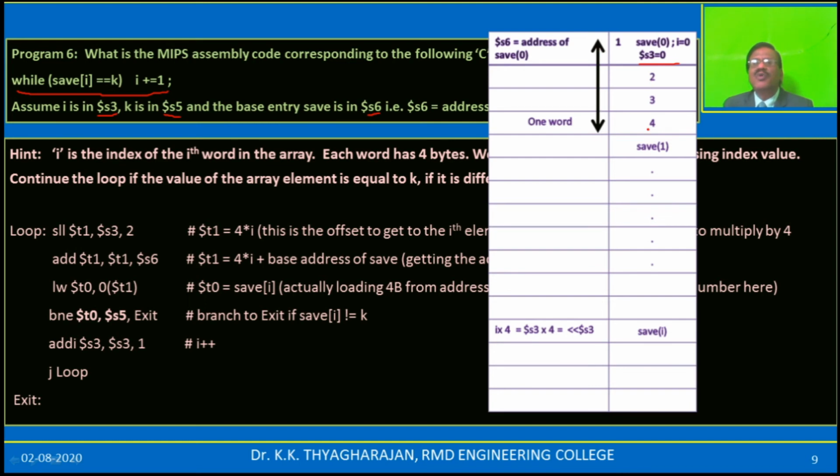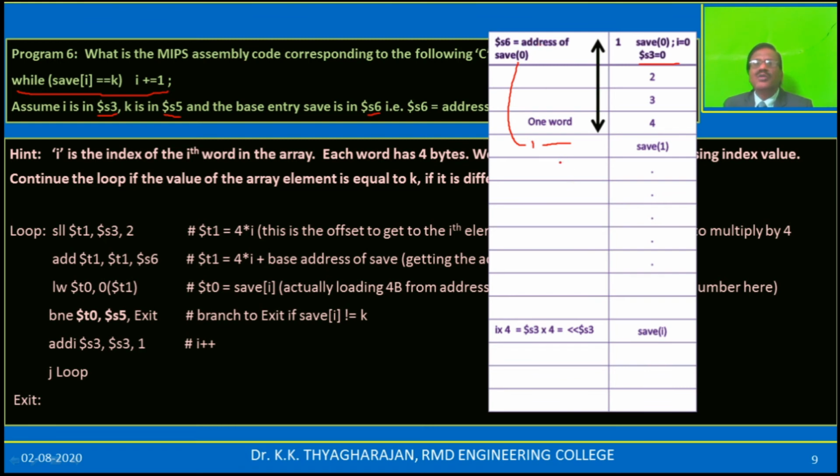Since each element in the array, that means each word in the array, has 4 bytes, if you want to access the next word, the index value will be incremented by 1. That is, I will be equal to 1 now. To access this, from the base address you should jump to this location. So for that, you have to add 4 to the base address.